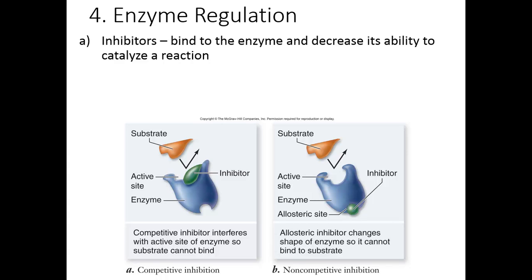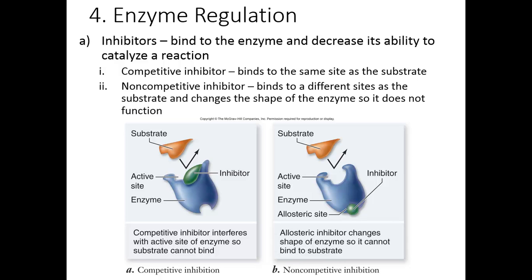Alright, so there are different types of things that will also bind to an enzyme. One is called an inhibitor, and that will increase the activation energy or decrease its ability to catalyze a reaction. A competitive inhibitor binds on the same site as the substrate, so if the inhibitor is there, then the substrate cannot bind there. Or a non-competitive inhibitor will bind to another site, and it will cause a change in the active site so that it no longer can bind to the substrate.